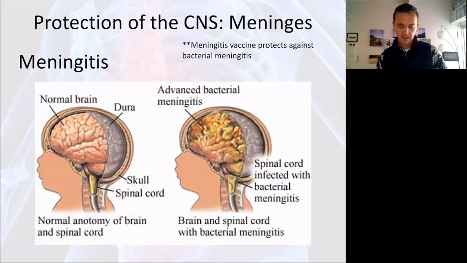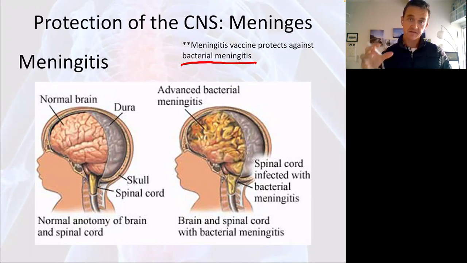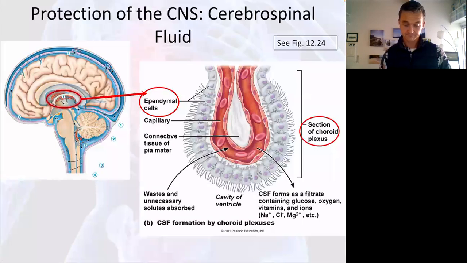Okay, so these meninges can become infected, and that's when we get what's called meningitis. We do have a vaccine for it now, but it protects specifically against bacterial meningitis. Viral meningitis is also very dangerous. This is when the meninges actually get infected. If that infection spreads into the brain, it can cause permanent brain damage as well as death.